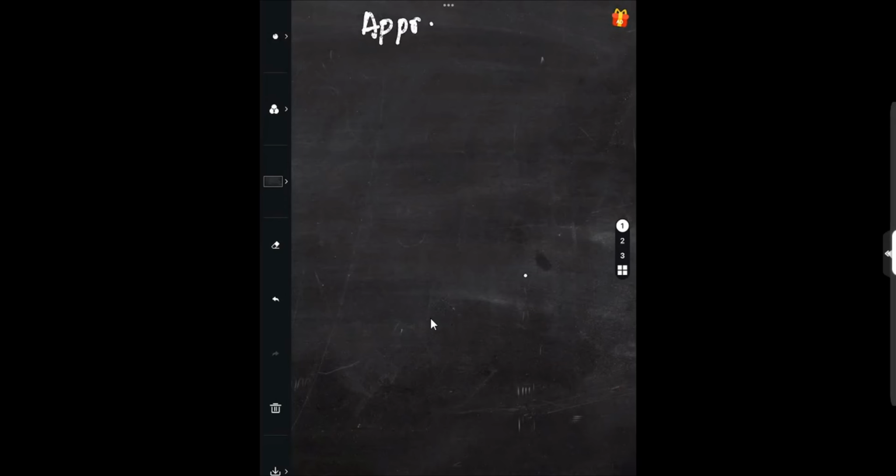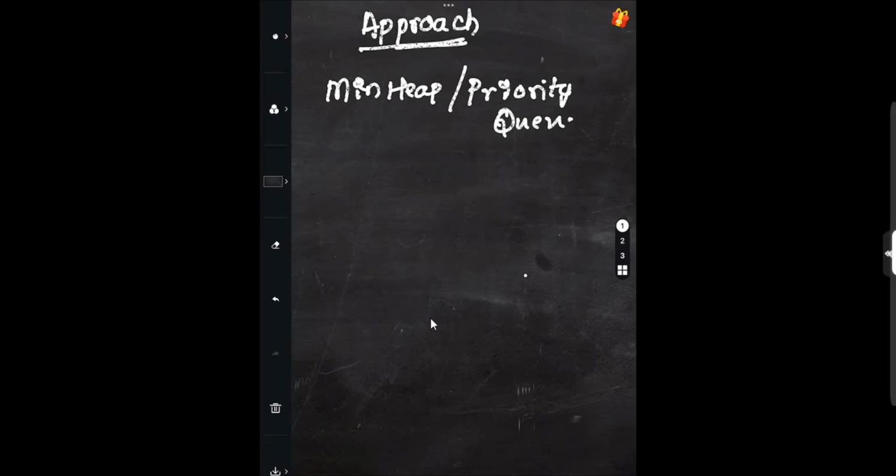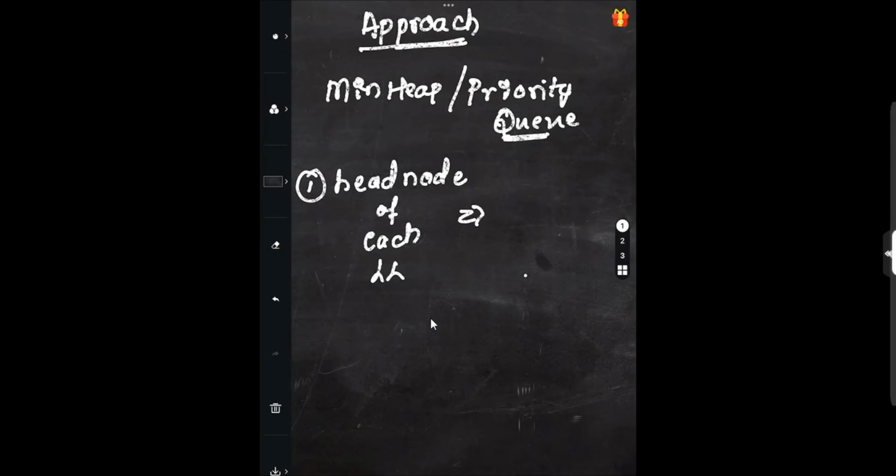Let me give the approach here. We'll be making use of a min heap, or priority queue. Just keep in mind, we'll be going with the min heap or priority queue approach. So what's the first step here? We add the head node of each linked list to the priority queue.